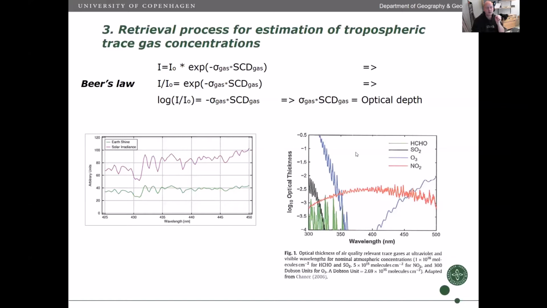Additionally, we don't want too many other trace gases to interfere with our measurements. So that's why, in the case of nitrogen dioxide, we're avoiding this part, because there we have a lot of other trace gases affecting the transmitted radiation. Whereas in this part, it's only ozone and nitrogen dioxide that are affecting it. So this is the reason we use these 425 to 450 nanometers for nitrogen dioxide.